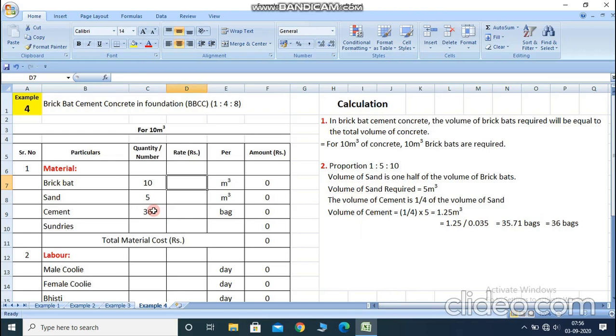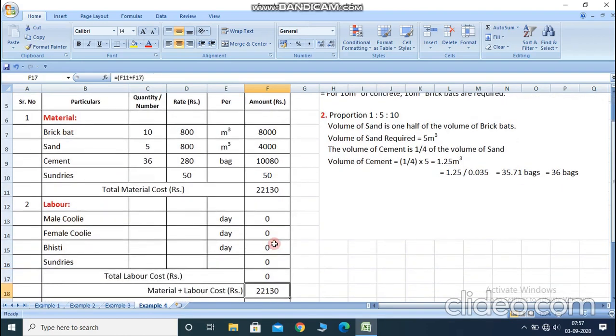So one by one we add the rates. Brick bed rate is 800 rupees per meter cube, sand is 800 rupees per meter cube, and cement is 280 rupees per bag. And we include an extra cost of 50 rupees. Now the total amount is 800 multiplied by 10 is 8,000, 800 multiplied by 5 is 4,000, and 280 multiplied by 36 is 10,080 rupees, and 50 rupees extra cost. So the total cost is 22,130 rupees. This is the material cost.